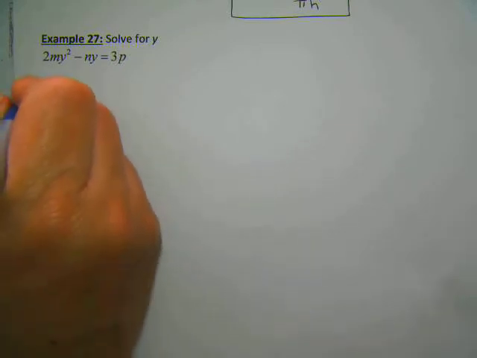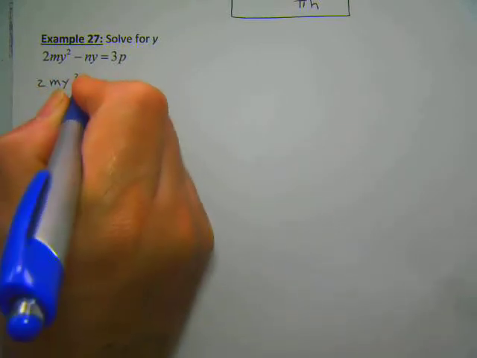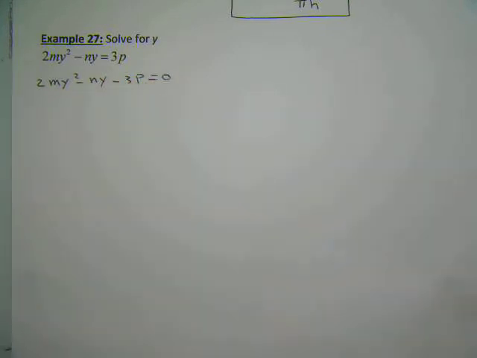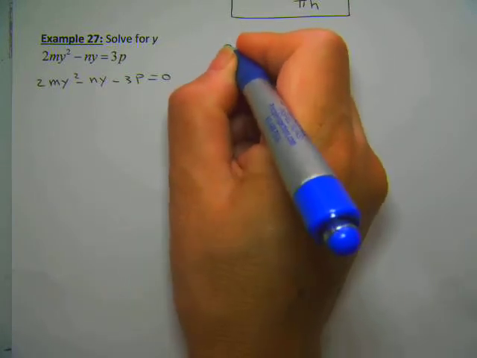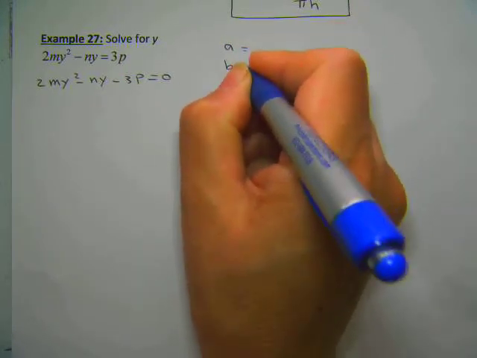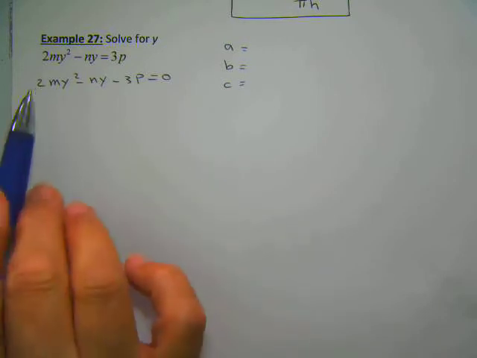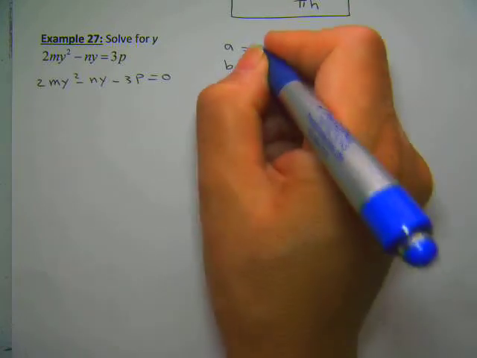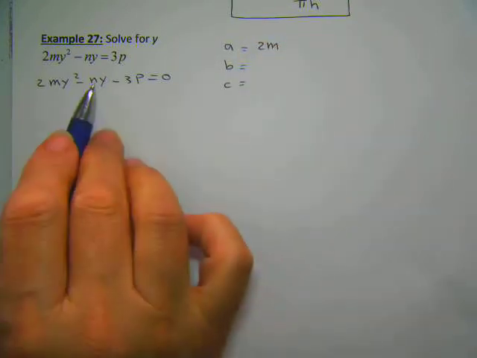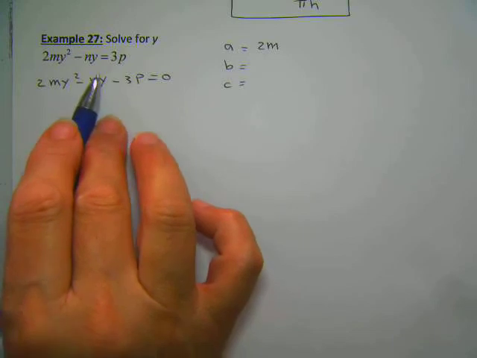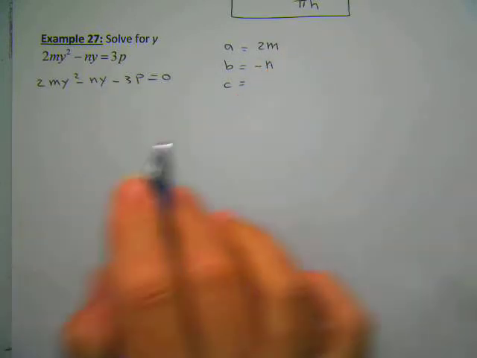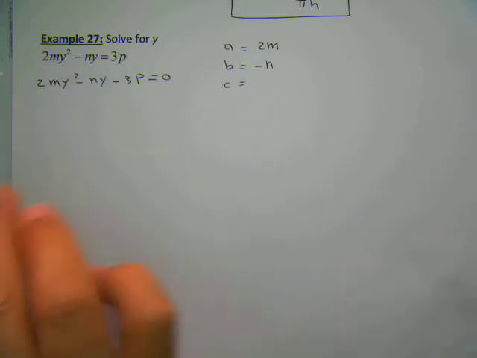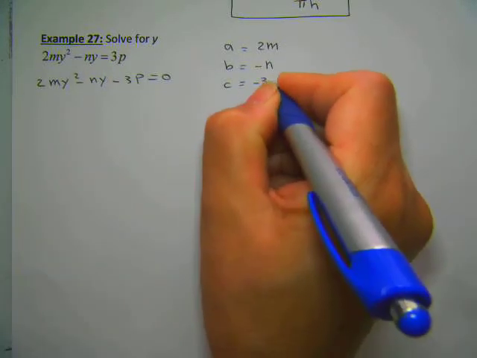So the first thing is we're going to rewrite it all on one side. Make sure it's equal to 0. And now we're going to specify the a, the b, and the c of our formula. If you remember, the a was the coefficient of y squared. So what's the coefficient of y squared? It's 2m. b is the coefficient of y, and it is negative n. And the c is the constant, meaning it doesn't have a y. Remember, our variable is the y, not x in here, which is negative 3p.